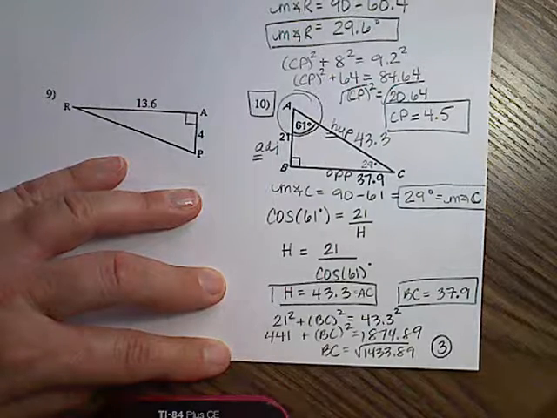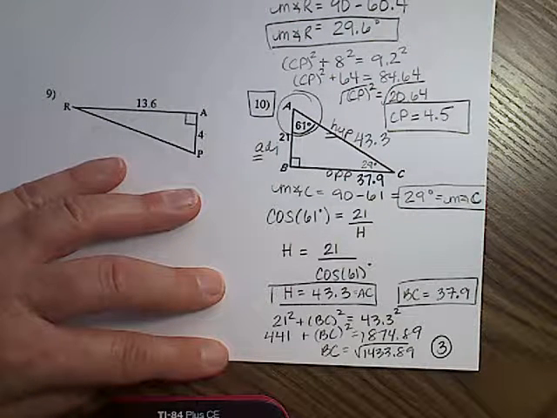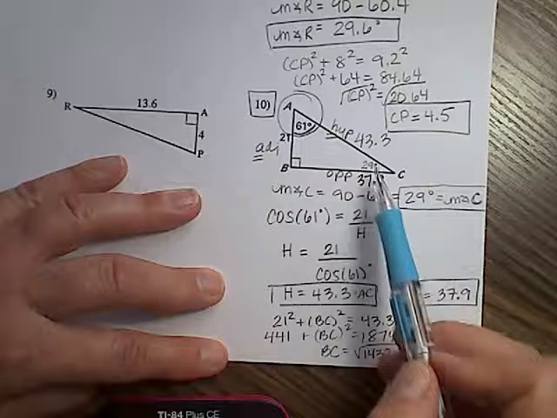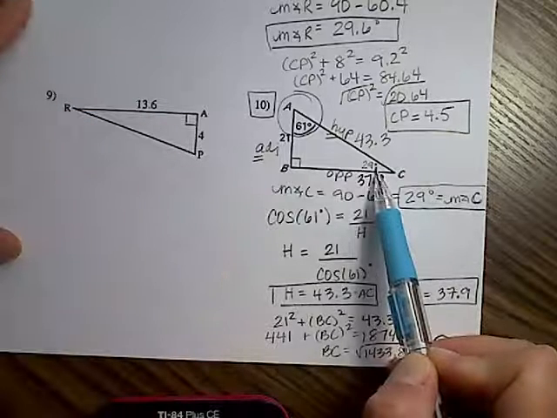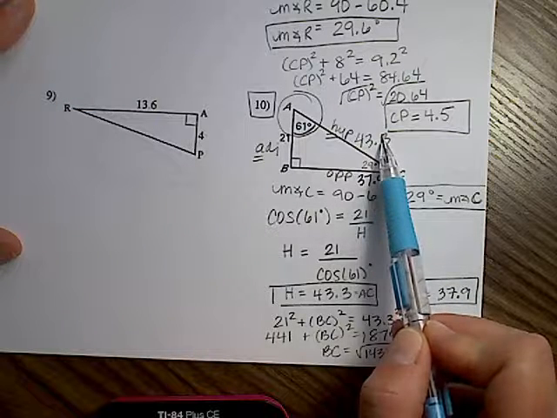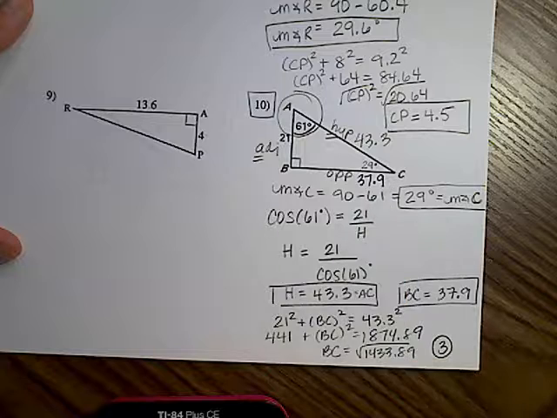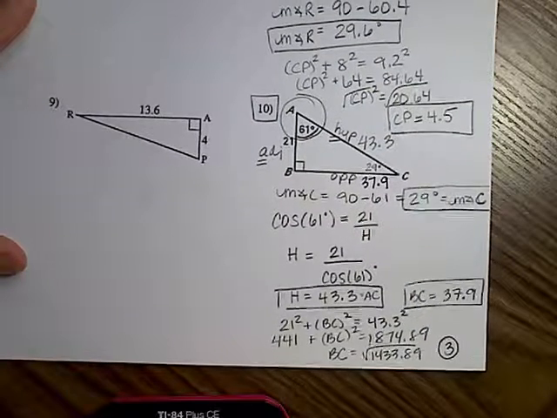And now we have successfully solved our right triangle. We found the measure of our last acute angle. We found the length of our hypotenuse using trig. And we found the length of our remaining side using the Pythagorean theorem.